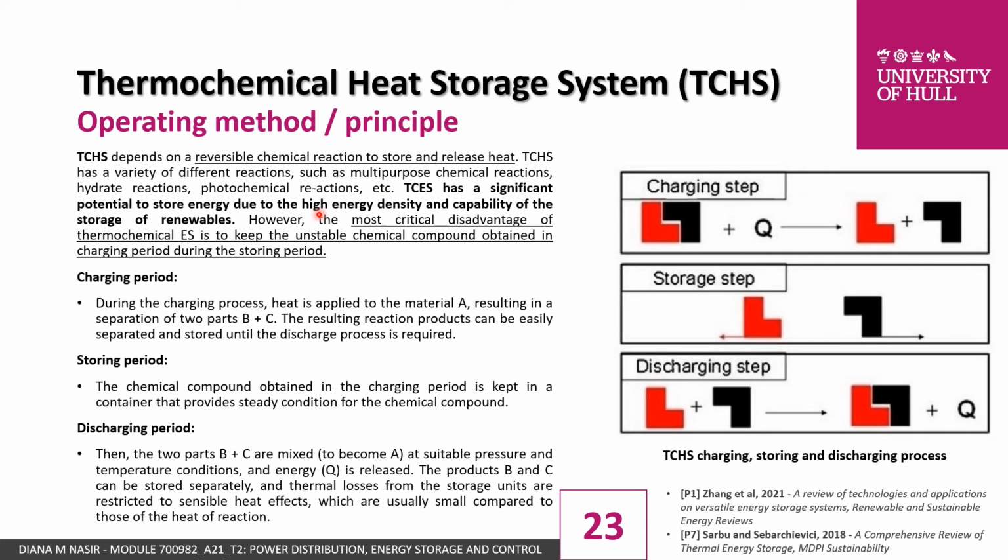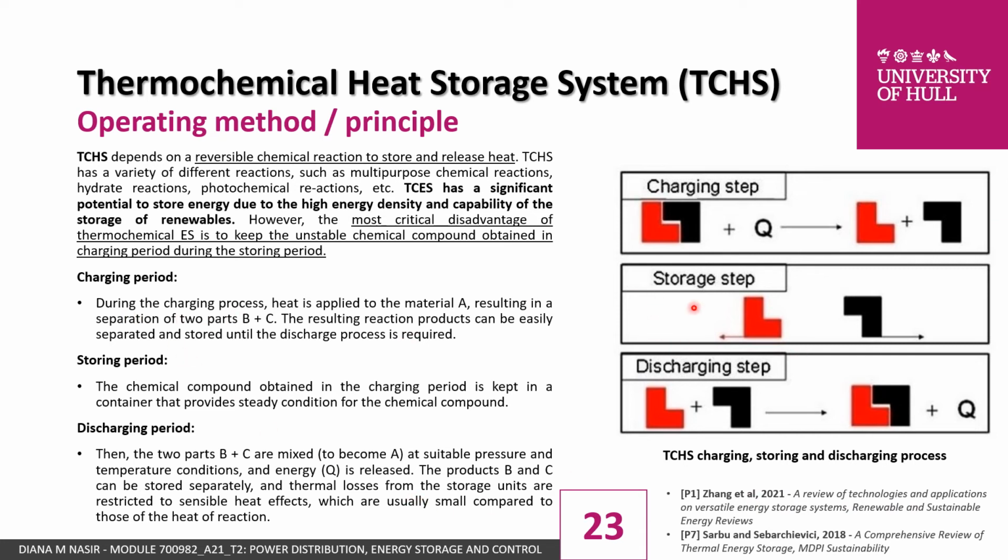The problem with this storage type is that it causes instability in the chemical compounds, which will be obtained during the charging and discharging process. Okay, then we'll start to learn how this system will work during the charging period. Just note that A will be used as a material to store and release the heat through the thermochemical process. So we can refer to the figure on the right side. It's very easy to understand.